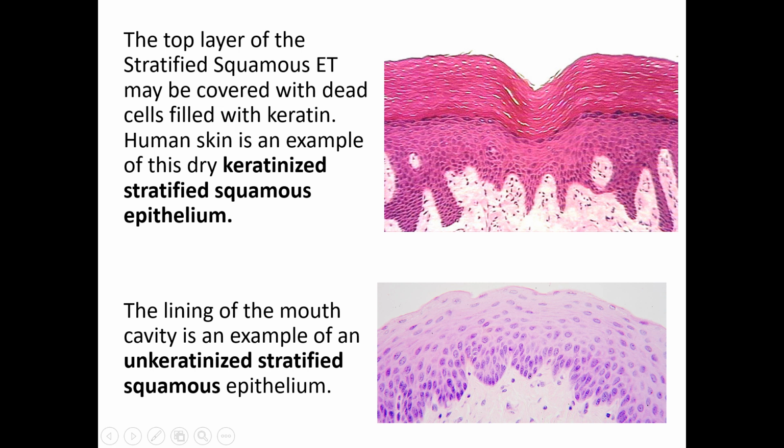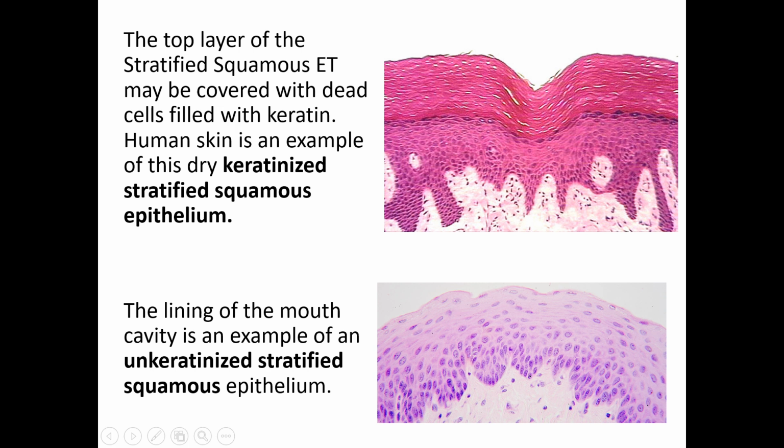Here it is. It looks like the previous type, but on top of that regular type there is a thick layer of dead cells. How do we know that those top cells are dead? Because you cannot see nuclei in them. In unkeratinized, you can see nuclei even in the top layer of cells. In this one, the top layer is much thicker and there are no nuclei.